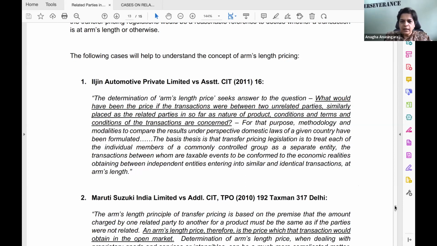And the basic thesis is that the transfer pricing legislation is to treat each of the individual members of the commonly controlled group as a separate entity, transactions between whom are taxable events to be conformed to the economic realities obtaining between independent entities entering into similar and identical transactions at arm's length.